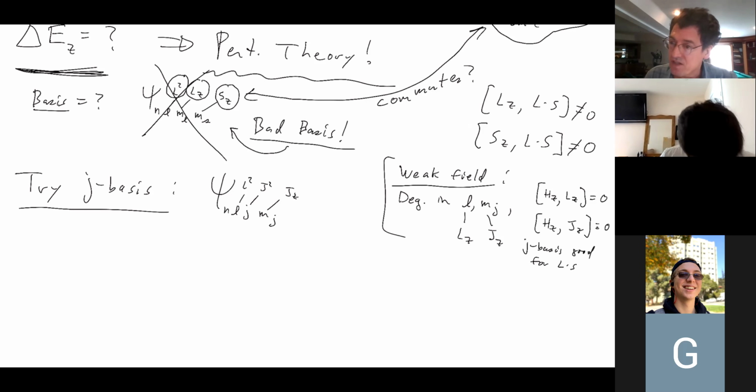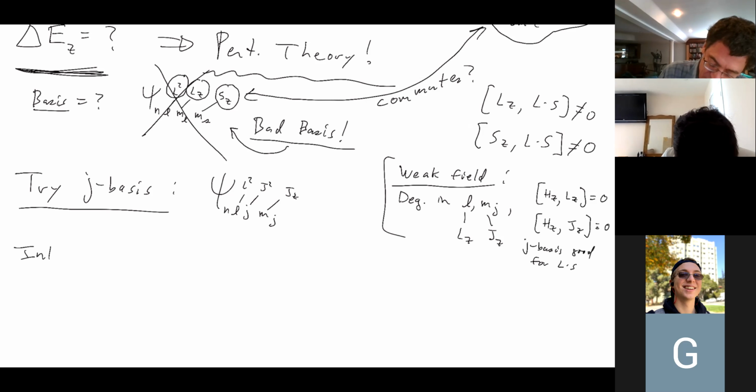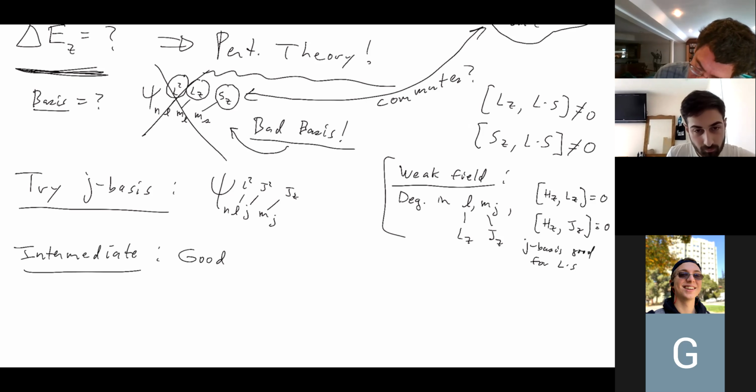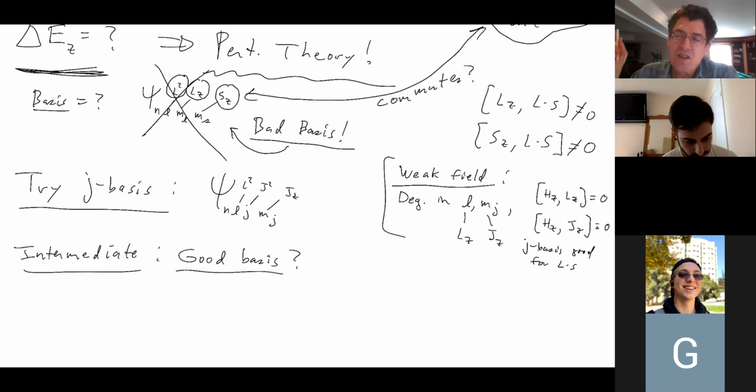But now there's a difference, because now that we're in the intermediate field, it's different from the weak field. And so we have to ask the question, is this a good basis? The situation looks almost identical to the weak field case, but there's one crucial difference, and it's not totally trivial to spot, but it is there. Can somebody tell me what the difference is?